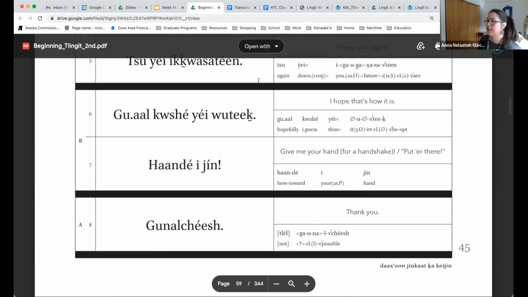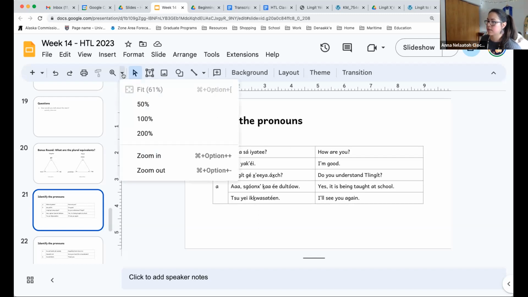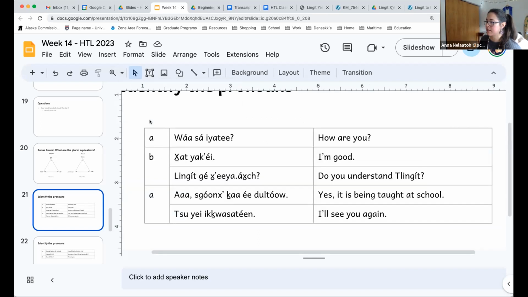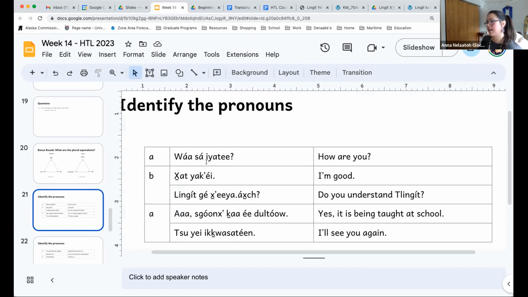So this is our dialogue, and what I did was put it on a slide, and I modified the English translation a tiny bit so that it's more literal to help us understand the pronouns. But pronouns are just a way of referring to people in a sentence. And looking at our Tlingit side and our English, where do we see some pronouns where people are being referred to?